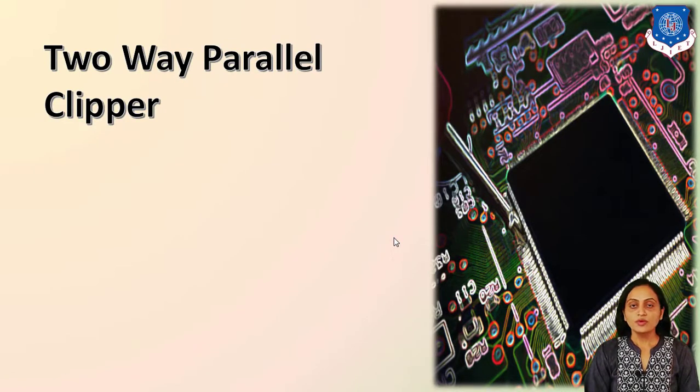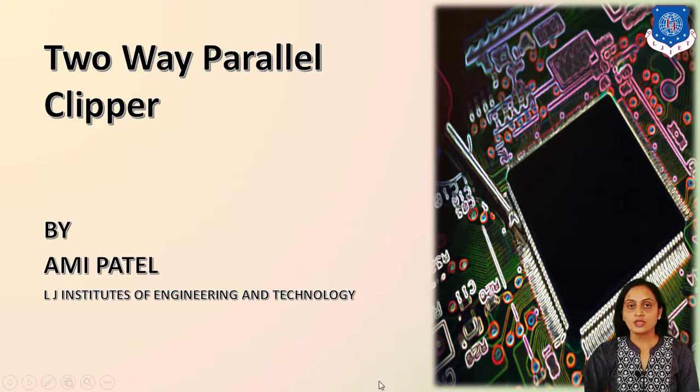In this video, I am going to discuss the two-way parallel clipper. In the previous videos of this subject, I had discussed different types of clippers, which are the series clipper and parallel clipper, and in series and parallel clippers also we had seen different types, that is biased, unbiased, positive and negative clipper. So this video is basically based on the two-way clippers. First we will see the circuit diagram and analysis of the two-way clipper, and then we will see one of the numericals for that.